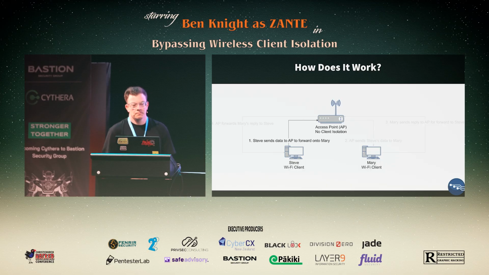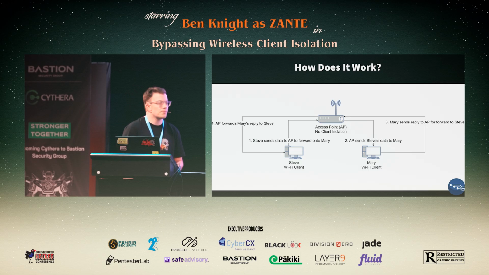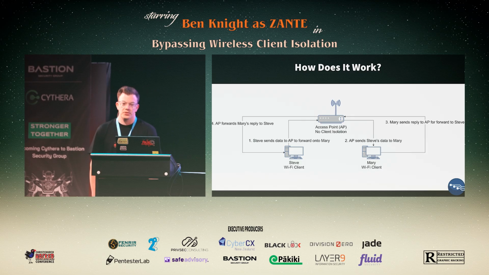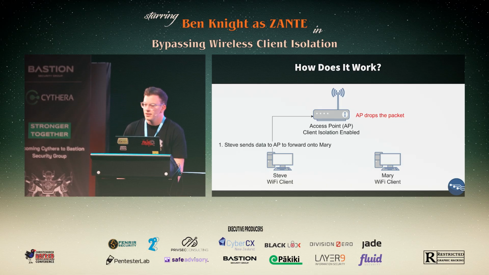How does it work? Well, normally, a packet's got to go through the access point, and the access point can go, well, I'm not going to forward this on to another client. Normally, we've got this communication going backwards and forwards through the access point. This is what you expect a Wi-Fi network infrastructure to look like. With client isolation on, you can talk to the internet, you can go out. But if Steve wants to talk to Mary, no. Access point says no, drops the packet. That's what we expect, right? Of course, security control.